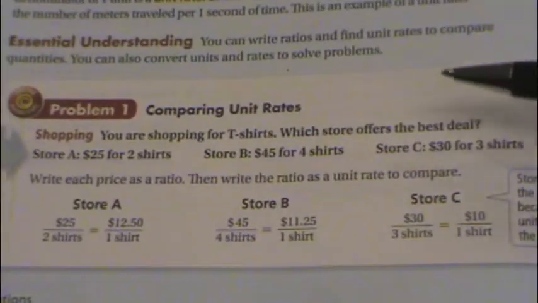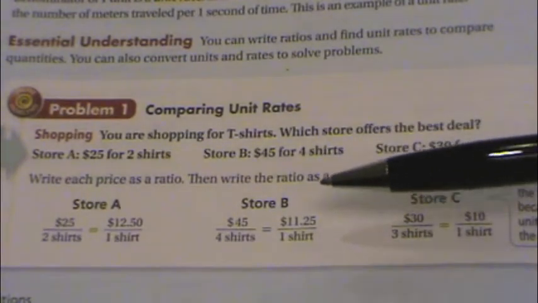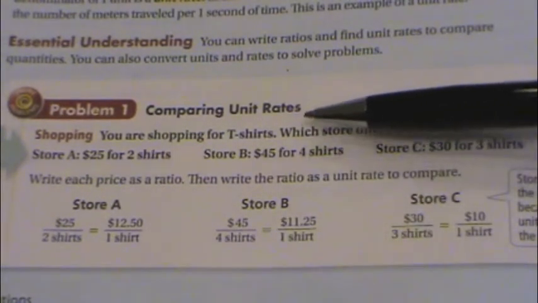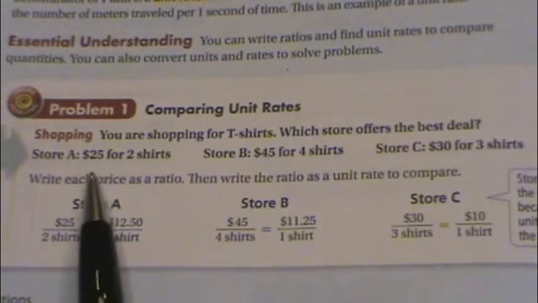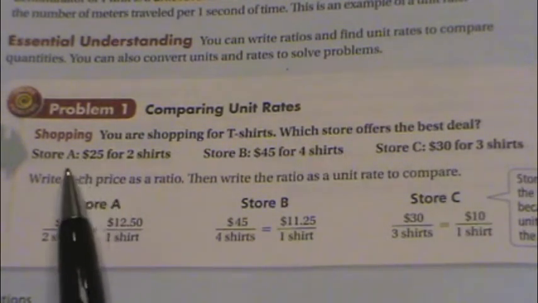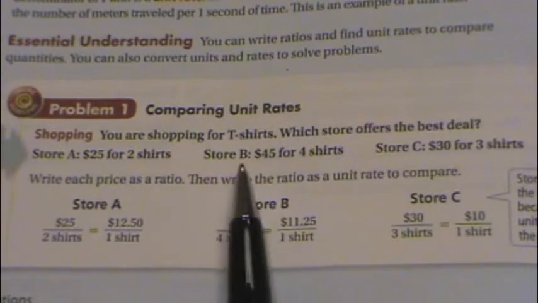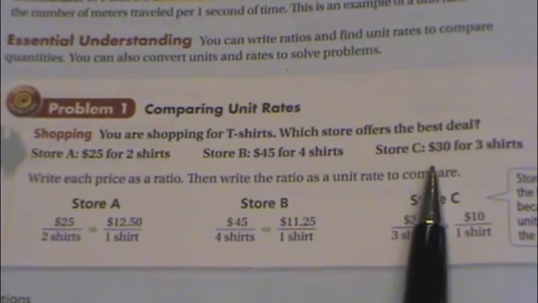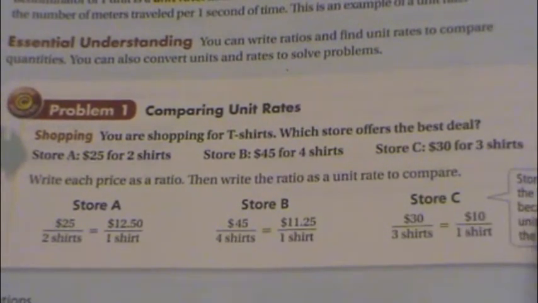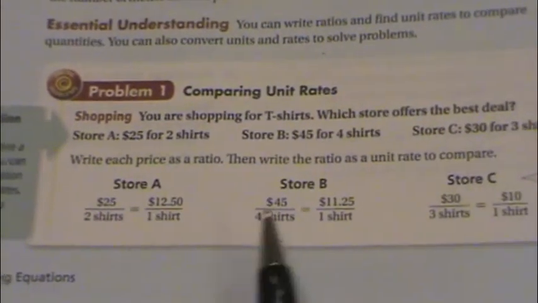So here we go. Though you may not have used the vocabulary words before, this is something that I know you guys have been doing for a long time. Problem 1 is called comparing unit rates. You are looking at the same t-shirts in 3 different stores. Store A is selling 2 shirts for $25, Store B is selling 4 shirts for $45, Store C is selling 3 shirts for $30. What's the best deal? You need to figure out the unit rate in order to answer that question.